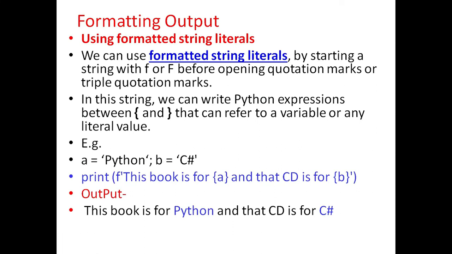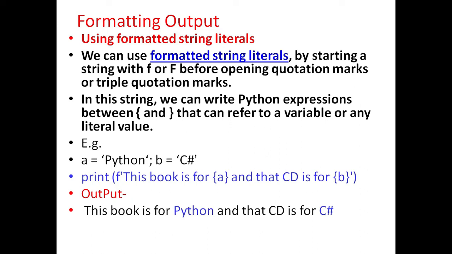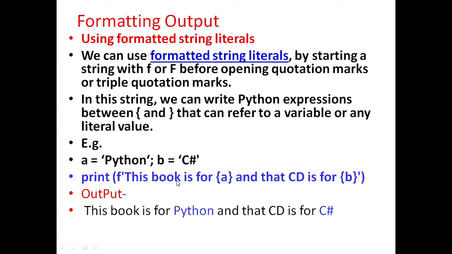We can format the output using formatting string literals. We can use formatting string literals by starting a string with a small f or capital F before the opening quotation marks or triple quotation marks. In this string, we can write Python expressions between curly brackets that can refer to a variable or any literal value. For example, if we assign A equal to Python and B equal to C#, and we use a print statement, "this book is for {A} and the CD is for {B}", when we execute it, the output will be: this book is for Python and the CD is for C#.